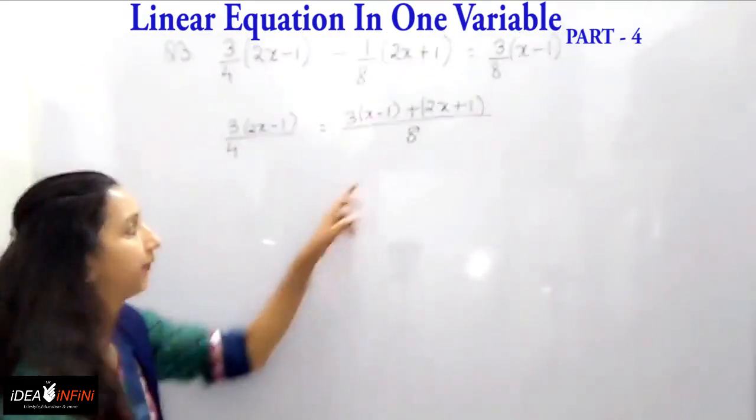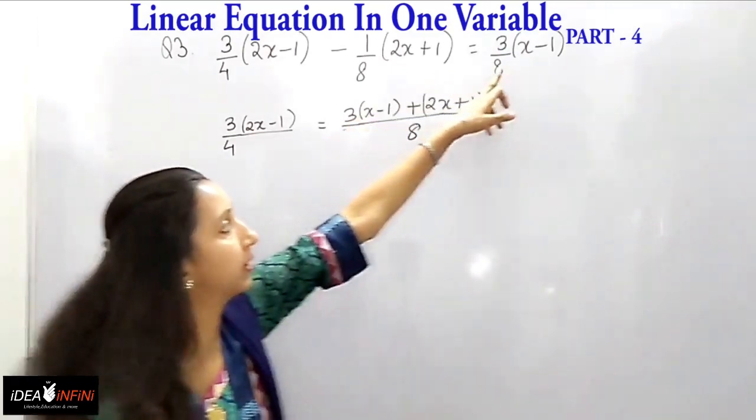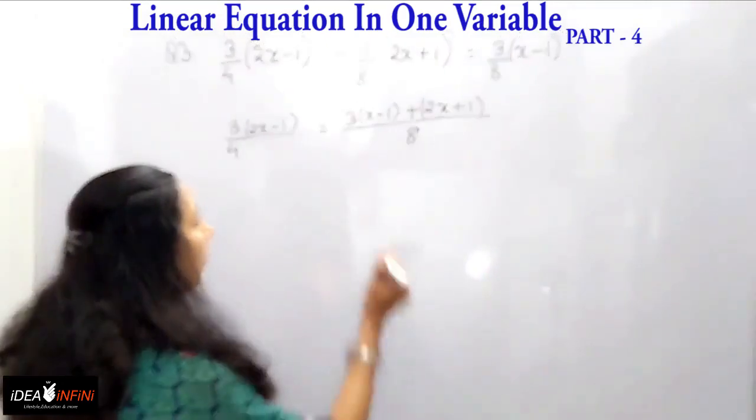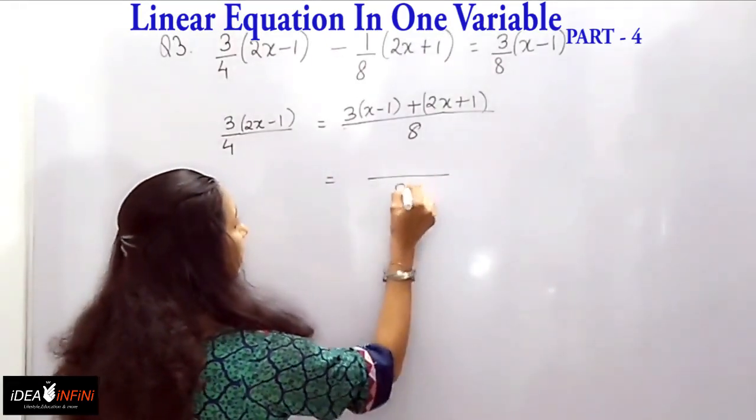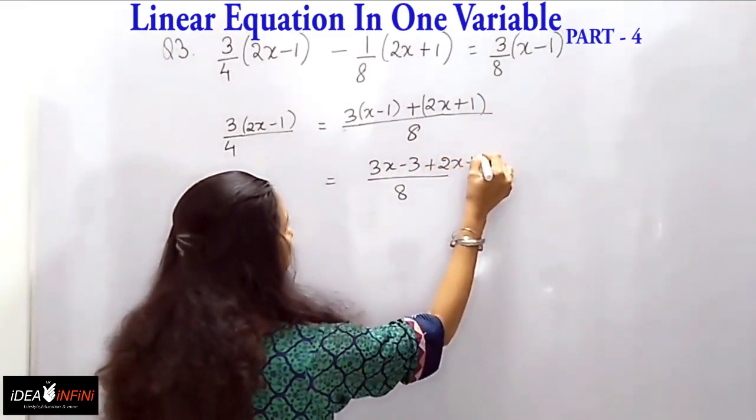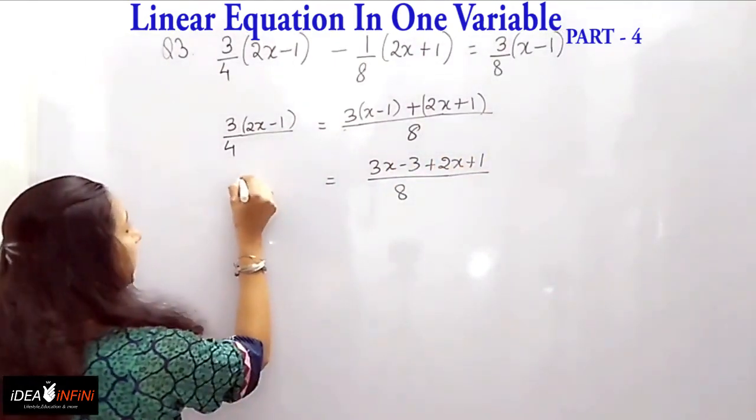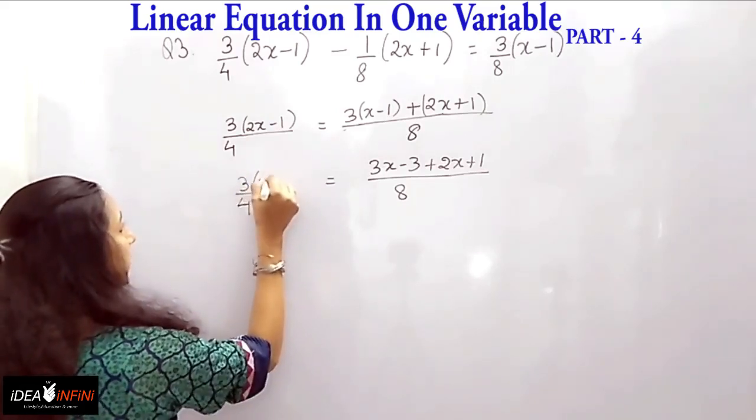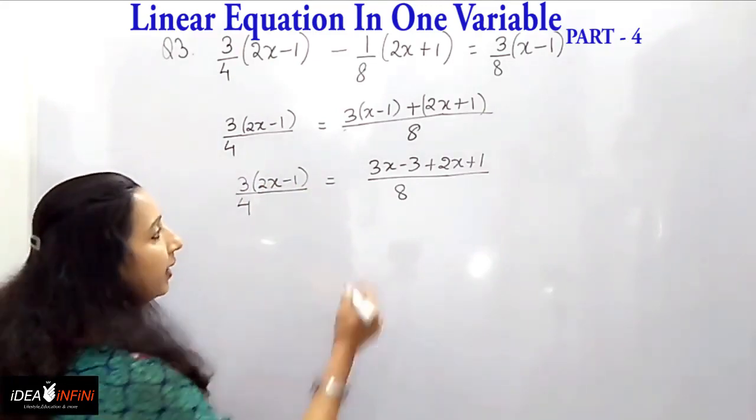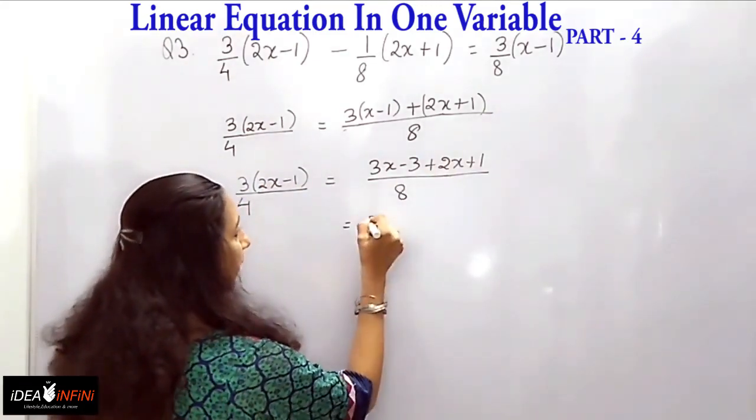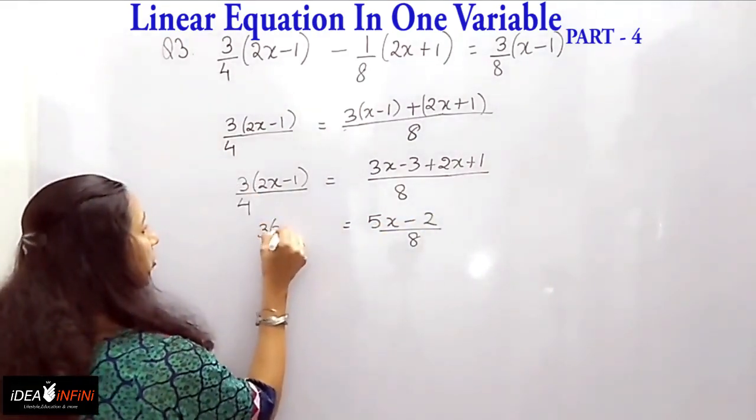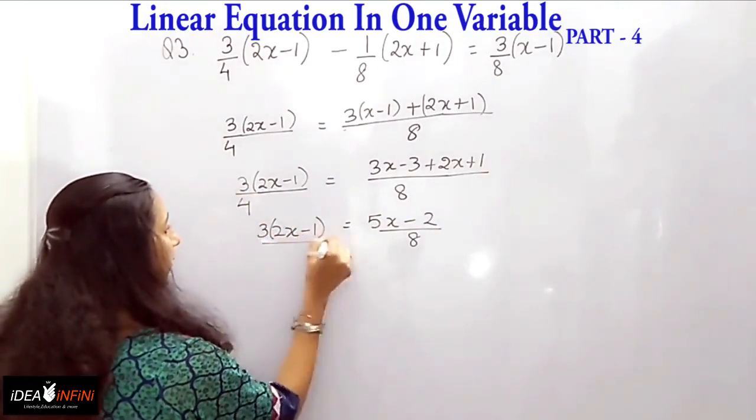The common denominator I have taken out, and then this becomes 3 into (x minus 1) plus 2x plus 1. When I open up the brackets, what I get is 3x minus 3 plus 2x plus 1 on the right hand side, and here the values will be 3 by 4, (2x minus 1). I am not opening the bracket as of now. Let's keep the bracket as it is. 3x plus 2x, that is 5x minus 2 by 8, and 3 into (2x minus 1) divided by 4.